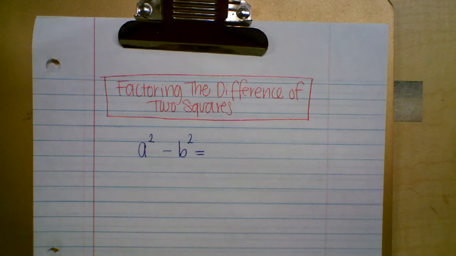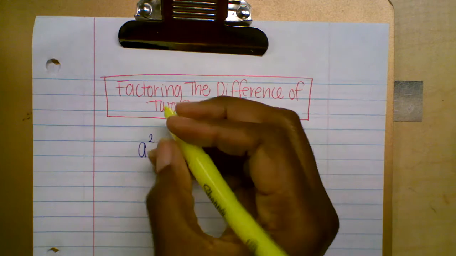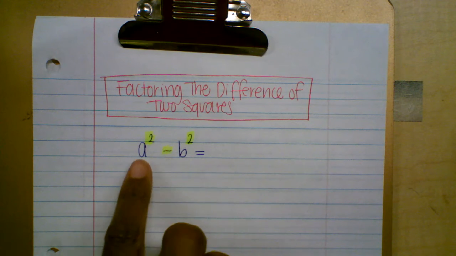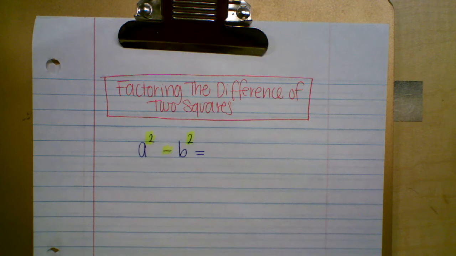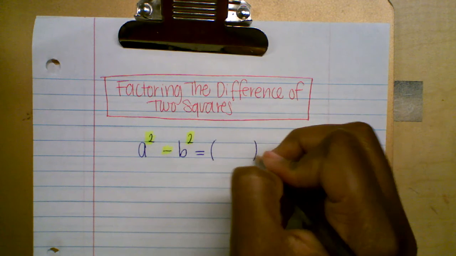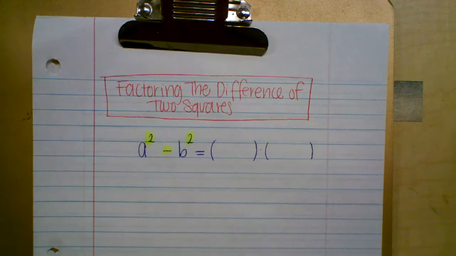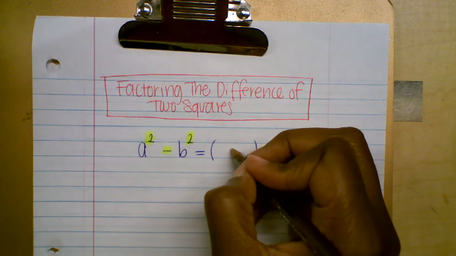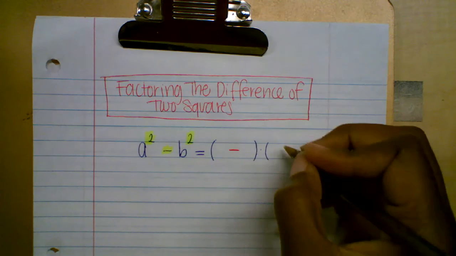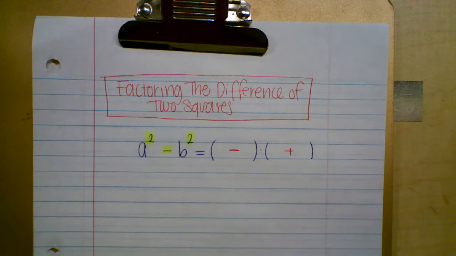Hi everyone, in this video I want to show you how to factor the difference of two squares. When you're given the difference of two squares, basically if you have two numbers that you can each rewrite as a square, you can factor it like this. You want to draw two empty factors, and make sure that the sign in one is negative, and the other one needs to be positive.